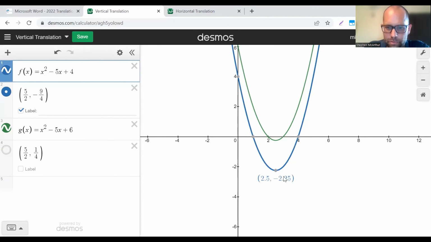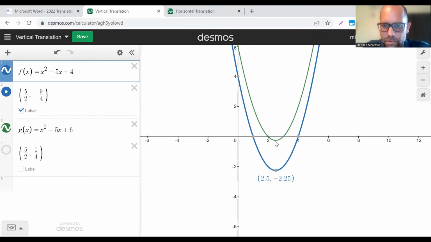turning point of the blue one, the first one, 2.5 and negative 2.25. I've obviously organized this earlier. 5 over 2, comma, negative 9 over 4 is 2.5. Negative 2.25 is the turning point.